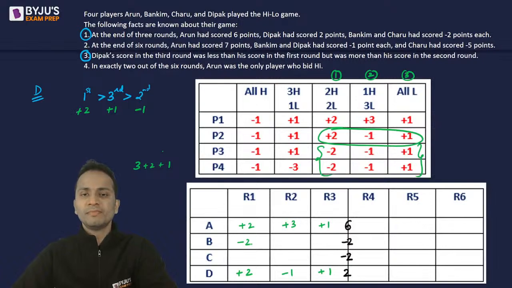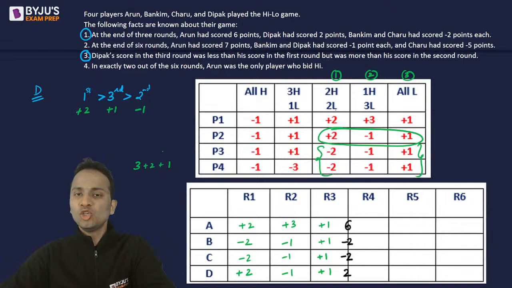So you can write them -2, -1, and +1. Okay. Now in round 1, I have taken 2 highs and 2 lows. So Arun and Deepak have bid high, so high and high. And the two players in the middle, B and C, have bid low.